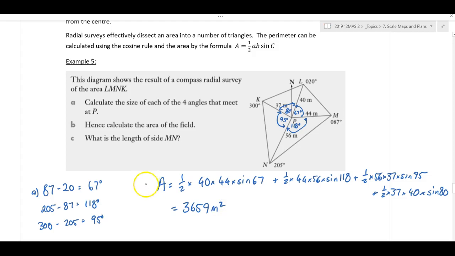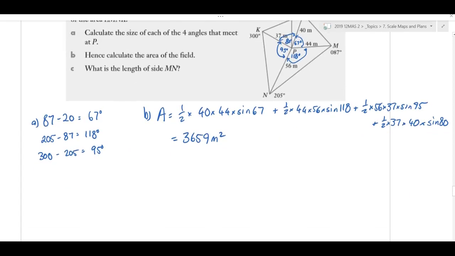That's A, that's B. Done. Big long calculation. Do it in four lots if it makes it easier. Just be really careful about typing everything in exactly as it should be. But that's four applications of the area of a triangle. Finally, the length of MN.